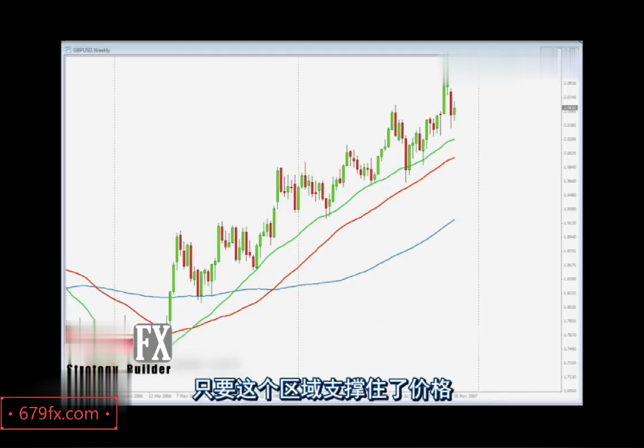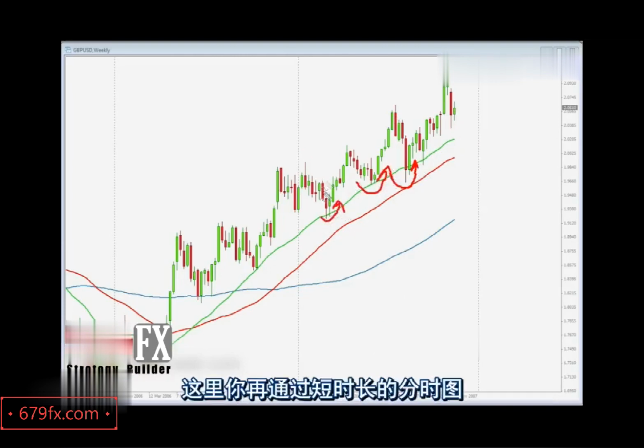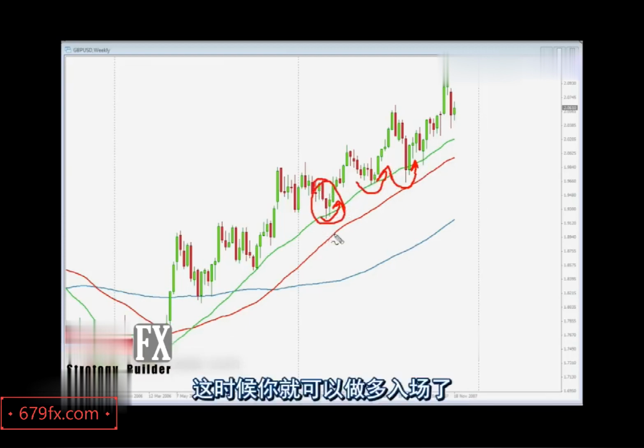As long as this area holds price and price begins to turn around, and you zoom into the short time frames and you see a reversal formation as explained in chapter 3, you're good to go for a long entry. You are trading a high probability trade.